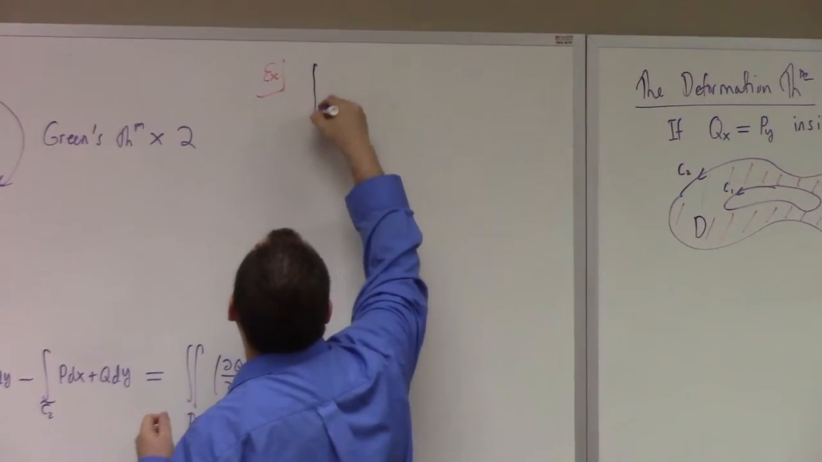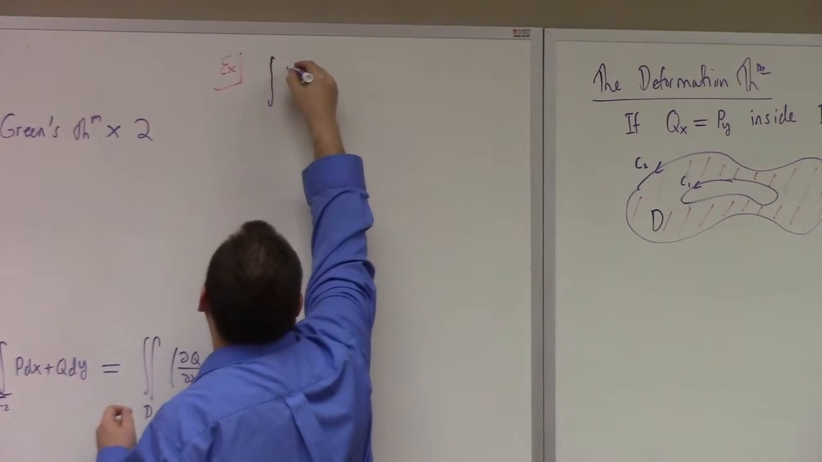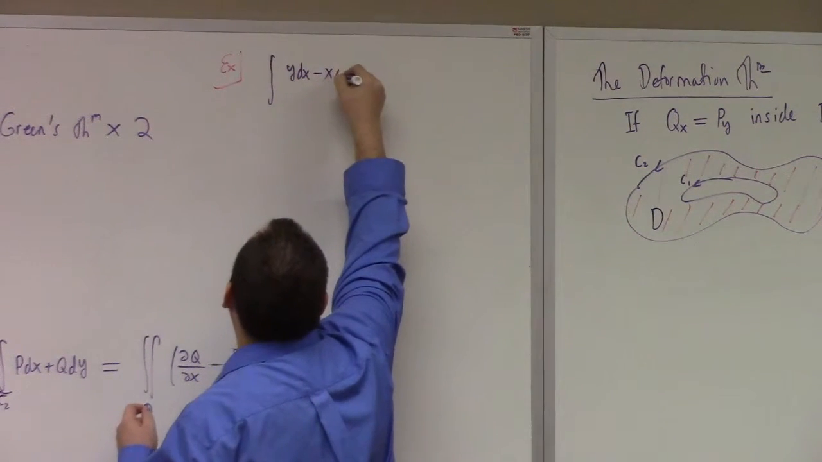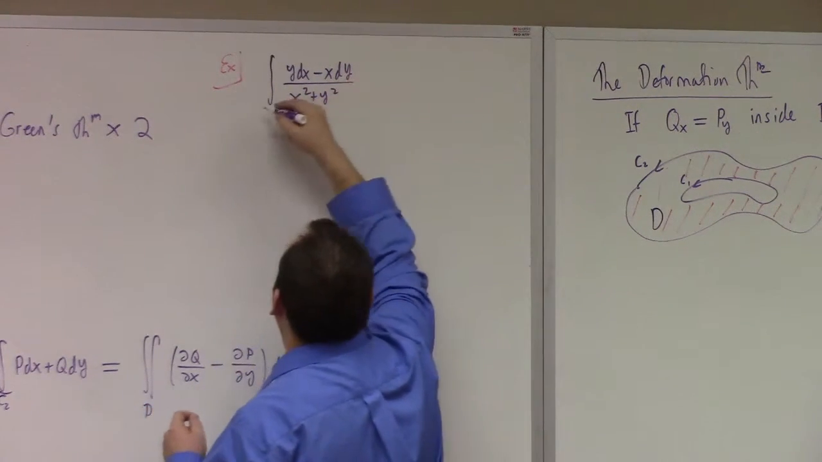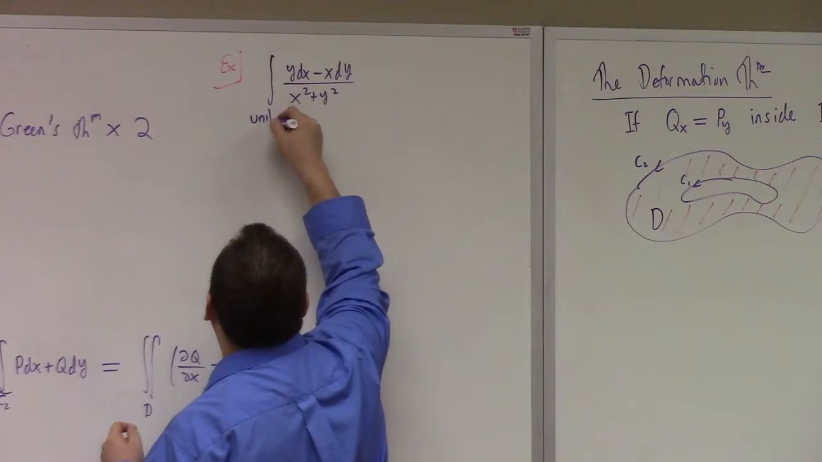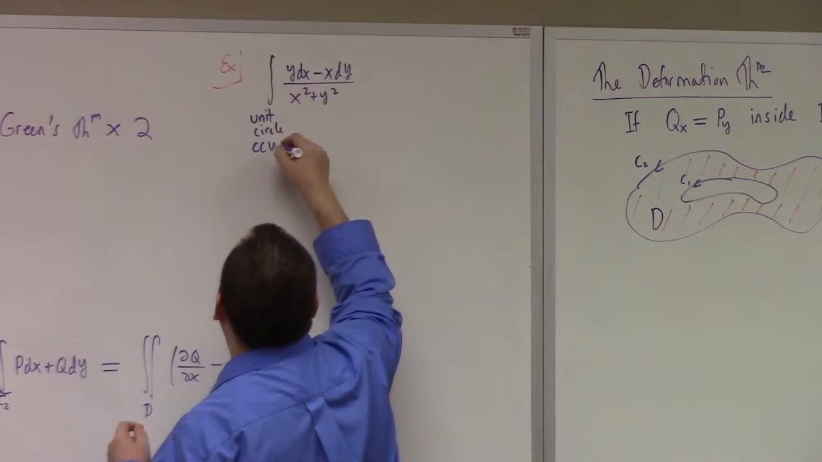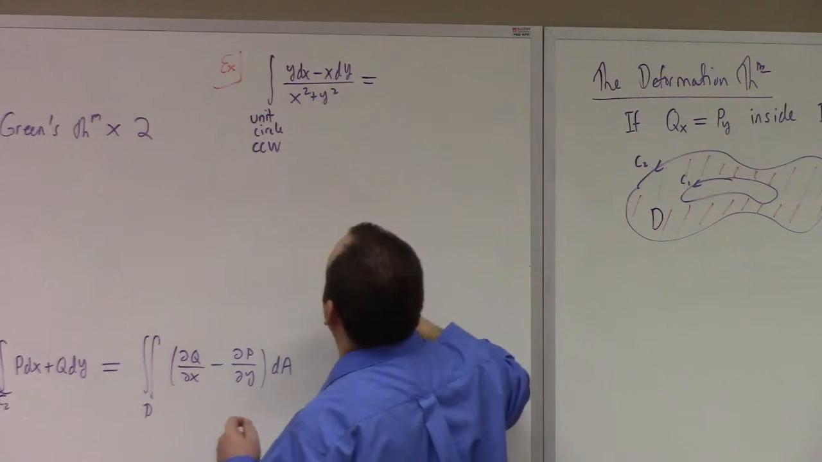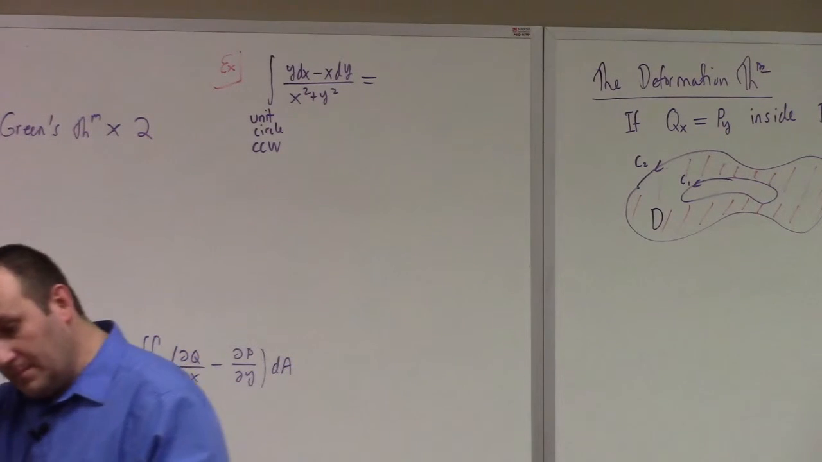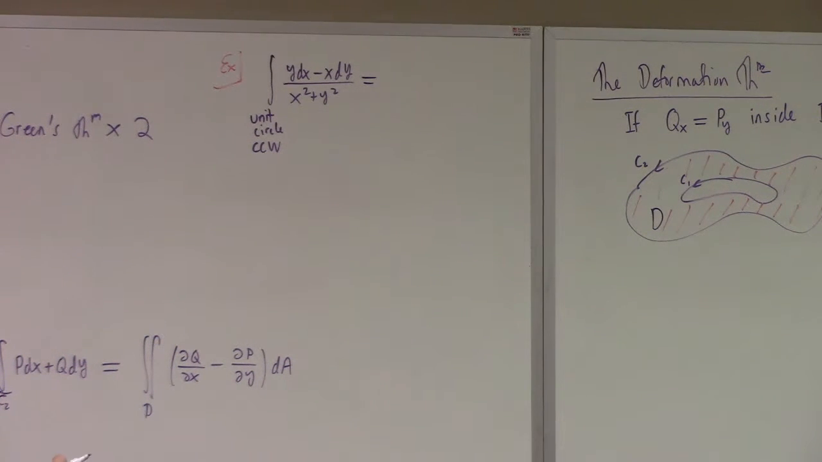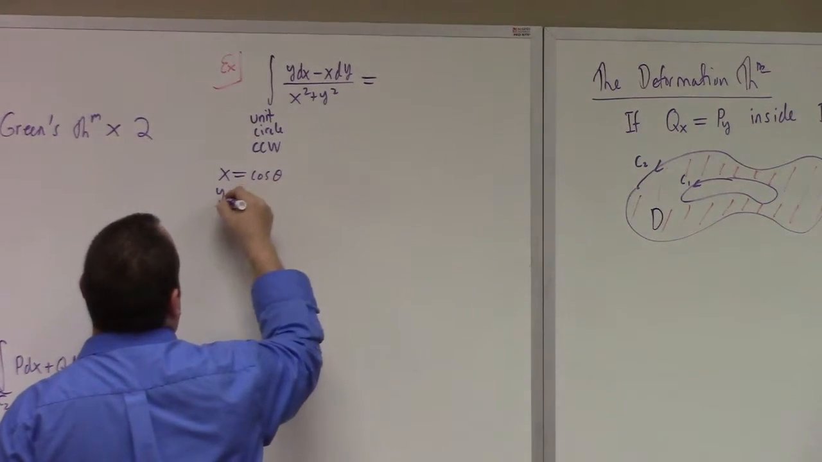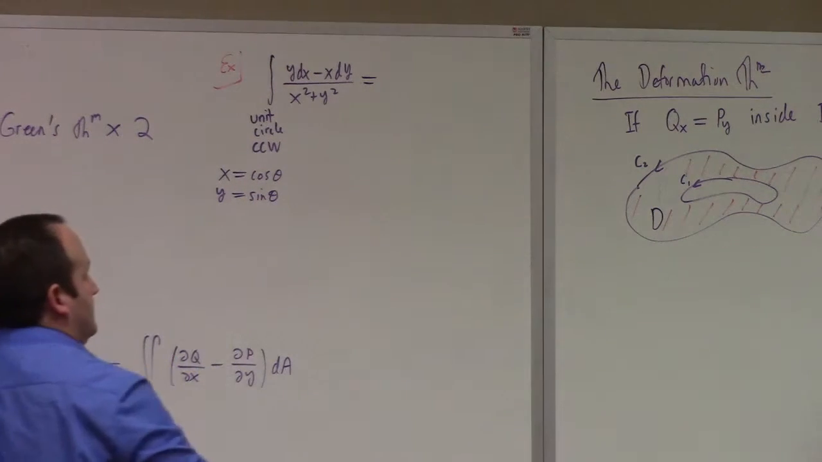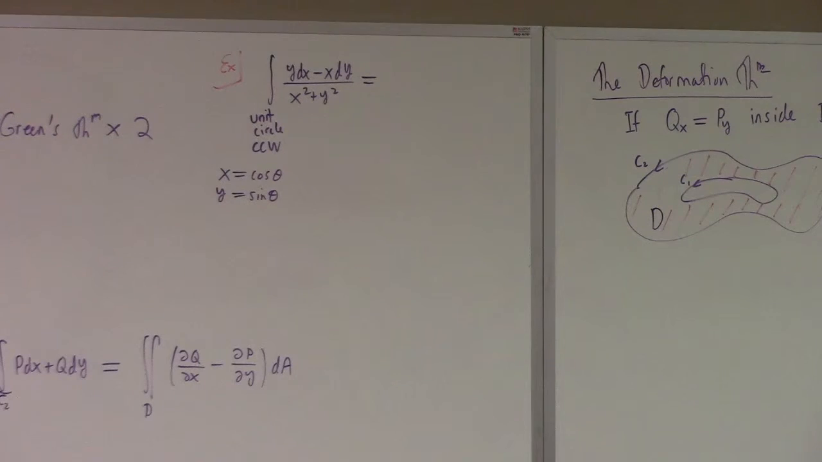Let's look at the integral of, how about y dx minus x dy over x squared plus y squared along the unit circle, counterclockwise oriented, right? So the line integral of that is what? I think I've worked this out before. x is cosine theta, y is sine theta. So then what?